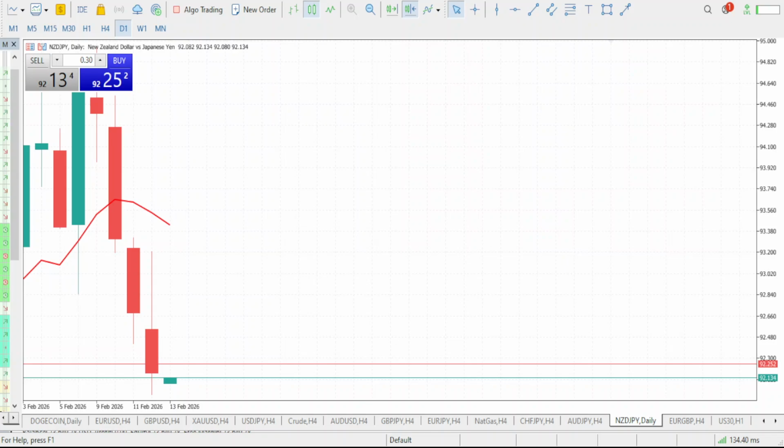This is going to be our movement for the day on New Zealand dollar JPY.